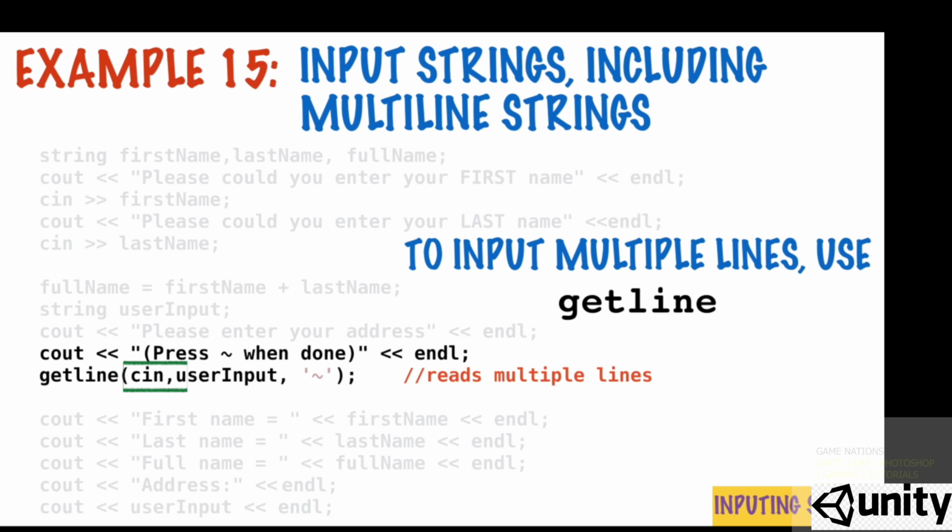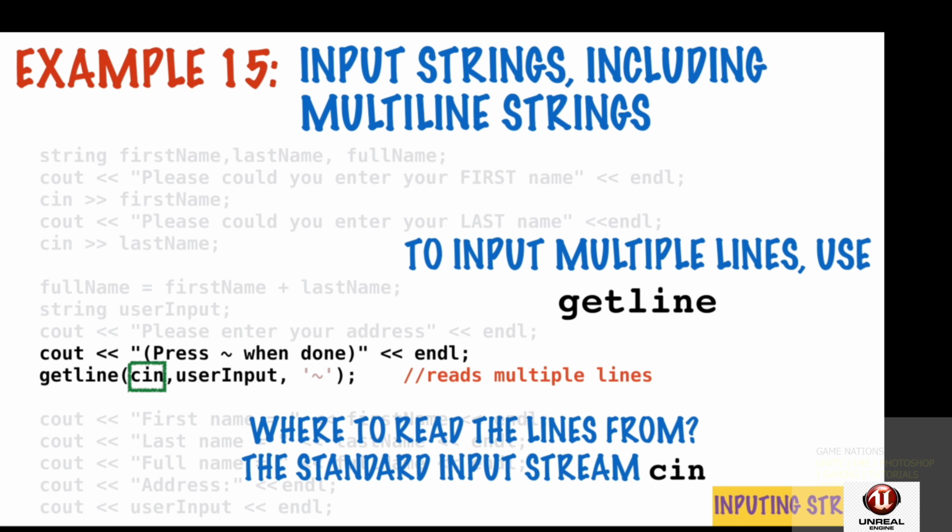In any case, more on that in a second. For now, let's focus on this particular variant of getline and on its input arguments. The first input argument is the stream from where the string has to be read. In this case, this stream is simply cin, which is the standard input stream.